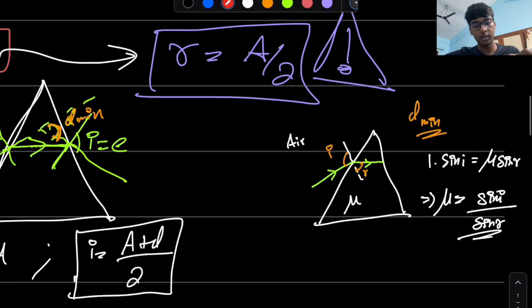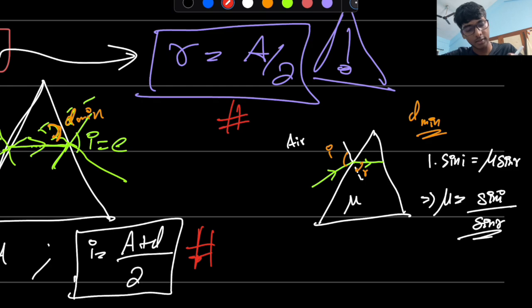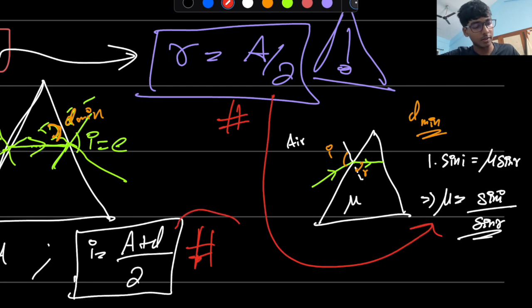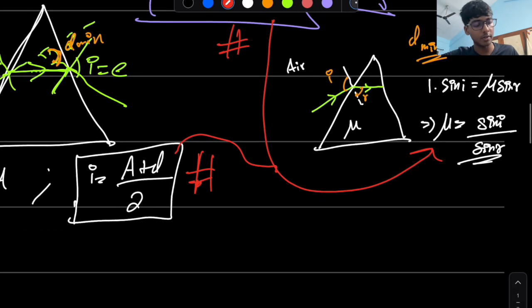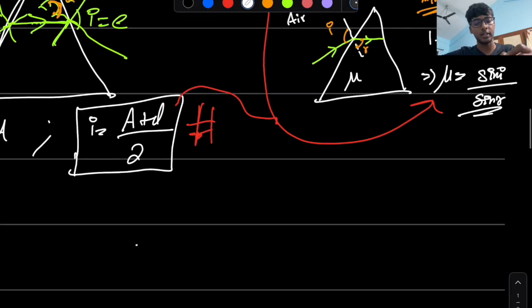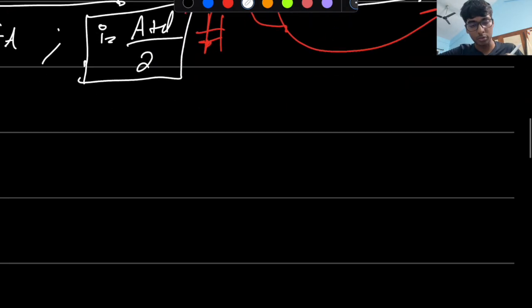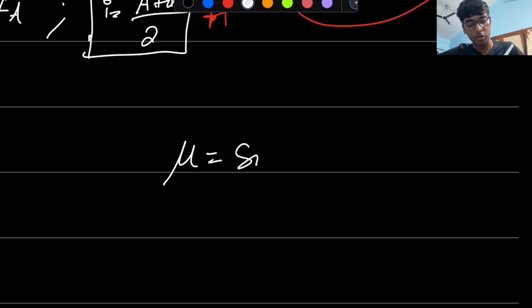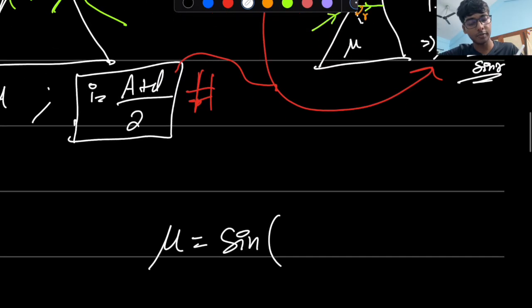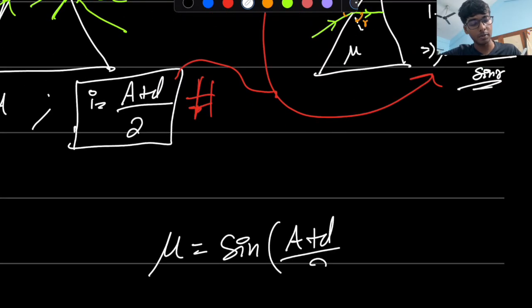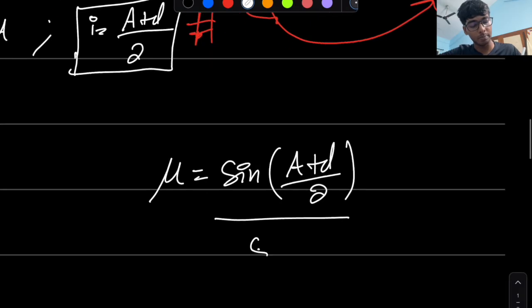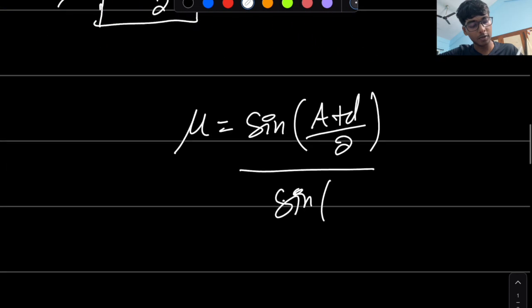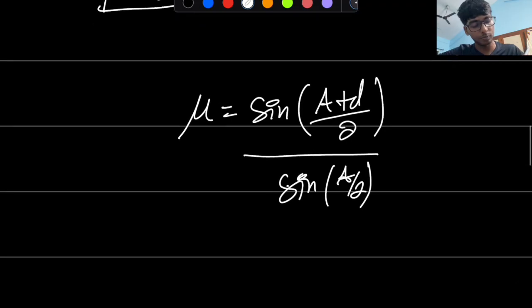Now we plug these two in, this guy and this guy, in the Snell's law equation. We'll be getting something that's really useful for us. So mu is equal to sine of (A plus D) by 2 by sine of A by 2.